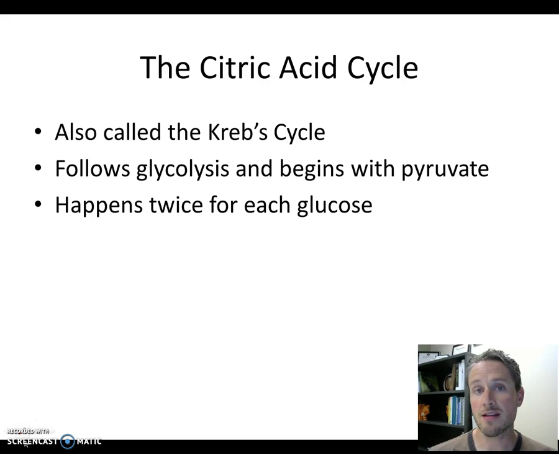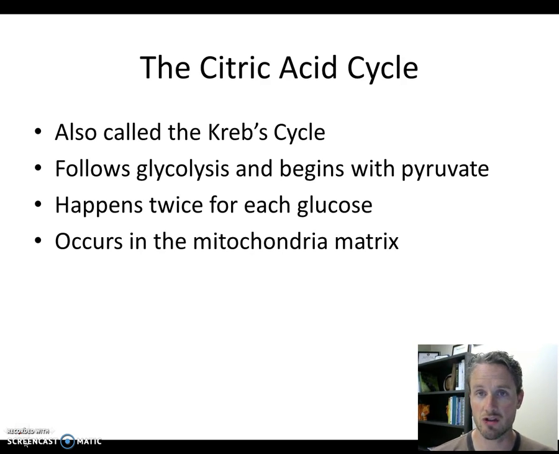All right, so if this step starts with pyruvate, you might also remember that glycolysis produces two pyruvates. Remember that pyruvate is a 3-carbon molecule, and we produce two of them because we began glycolysis with a 6-carbon glucose sugar. We broke it in half to make these two 3-carbon pyruvates. So for every glucose that we begin glycolysis with, we will perform the citric acid cycle twice, once per pyruvate. We'll talk more about that at the end of the video.